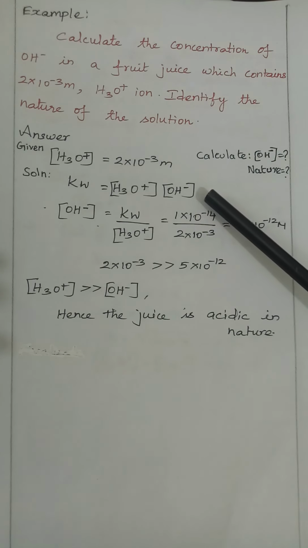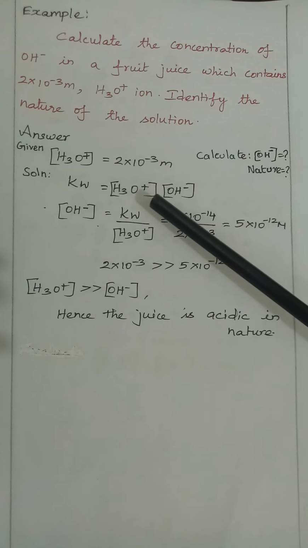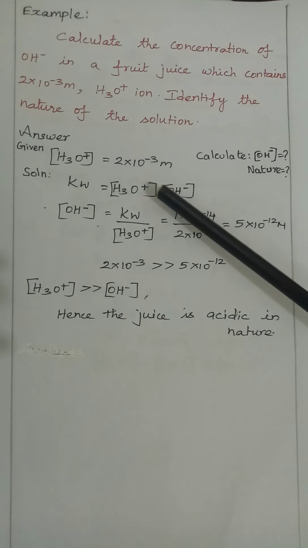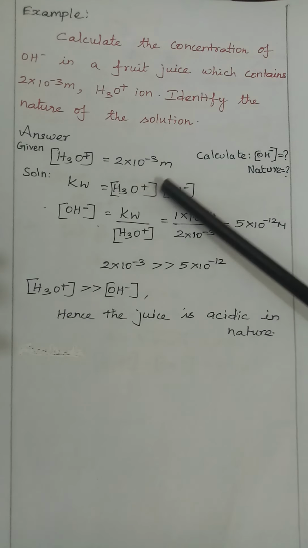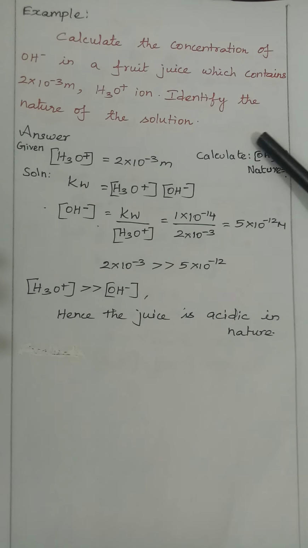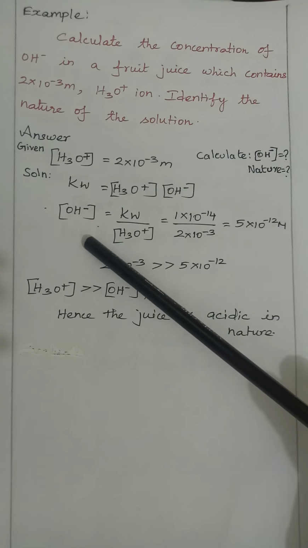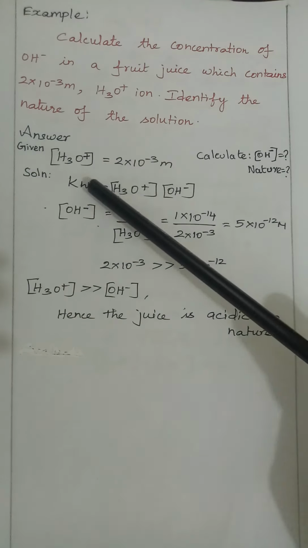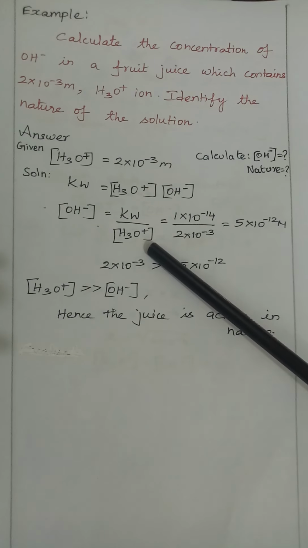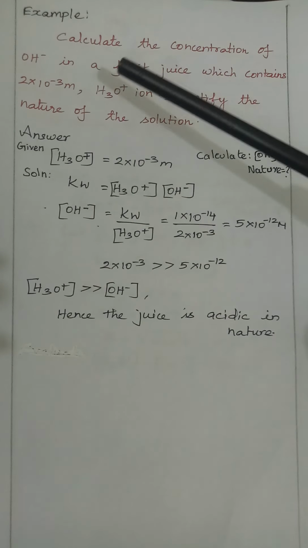First you have to write the formula for the ionic product of water. What is the formula for the ionic product of water? Kw is equal to H3O+ concentration times OH- ion concentration. First you have to calculate the OH- ion concentration. So the formula becomes OH- ion concentration is equal to Kw divided by H3O+ concentration. What is the Kw value? It is already given in the sum.